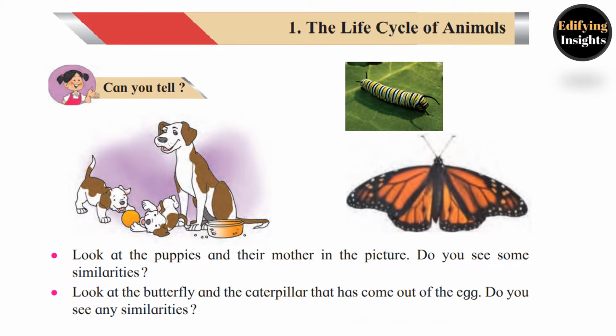Next, look at the butterfly and the caterpillar that has come out of the egg. Do you see any similarities? Children, when we observe the caterpillar and butterfly, there is no similarity between them. The butterfly has come out of the caterpillar, but there is no similarity in them. Only when the caterpillar grows fully, its features change completely and it transforms into a butterfly.